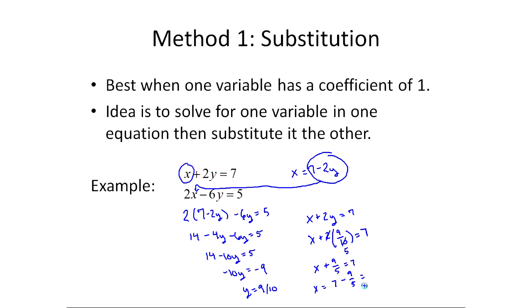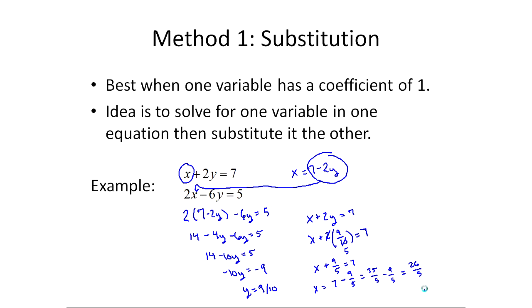Just make sure you put it into fractions. Let's see. So if we have a denominator of 5, then if I want a denominator of 5 over here, I would have 35 over 5 minus 9 over 5. And so 35 minus 9 is, of course, 26. So I get 26 over 5 for x.